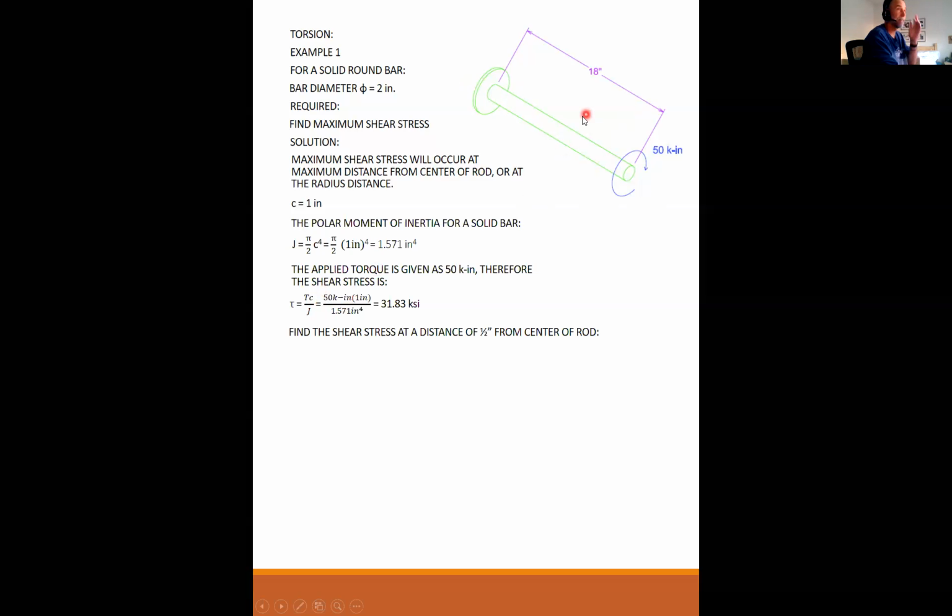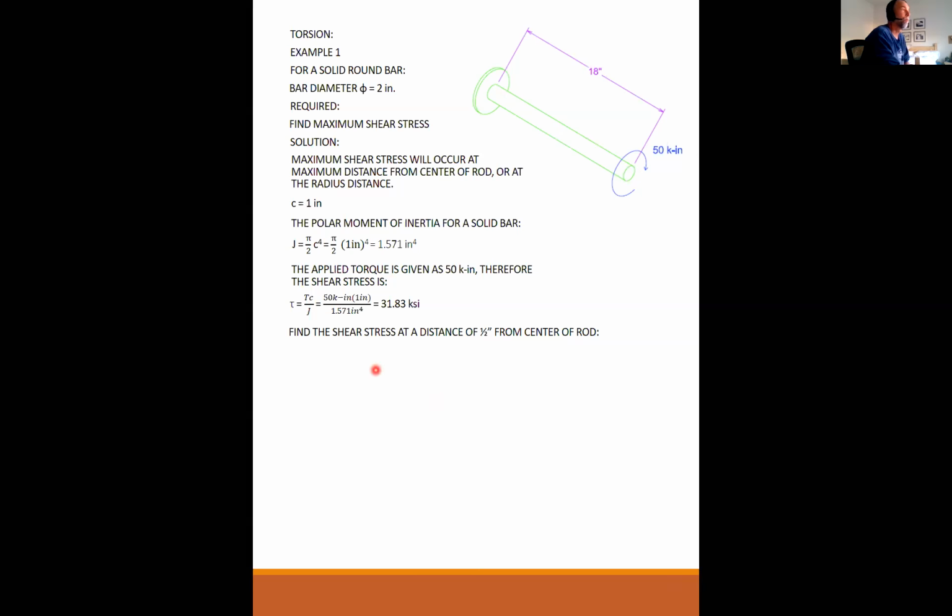And at any place along the skin or the perimeter of the rod, the radius is still 1 inch. Anywhere that I look at the surface of this rod, the radius is 1 inch and the internal torque is 50 kip inch. So this stress is going to be constant from the support to the free end, all the way around, a constant 31.83 KSI of stress.